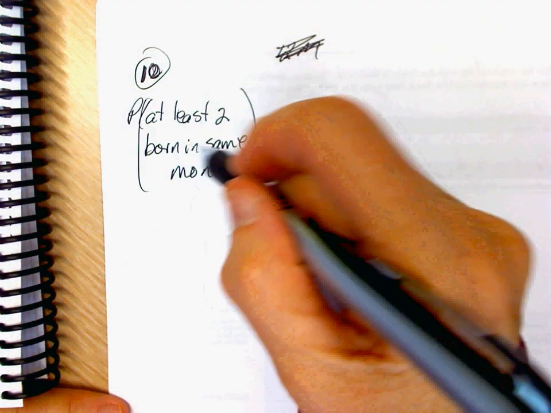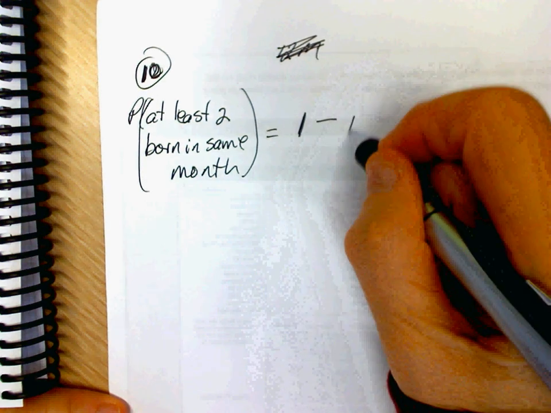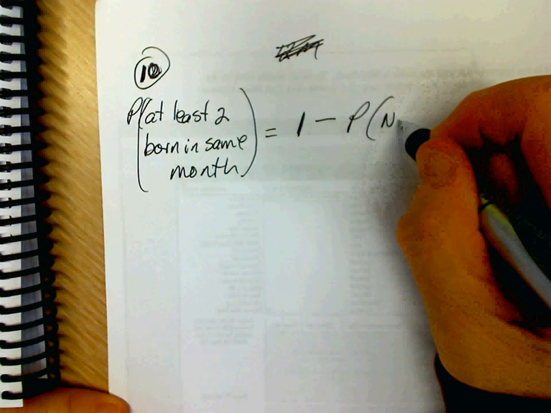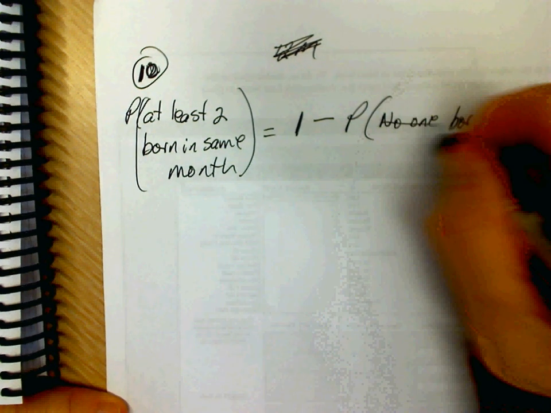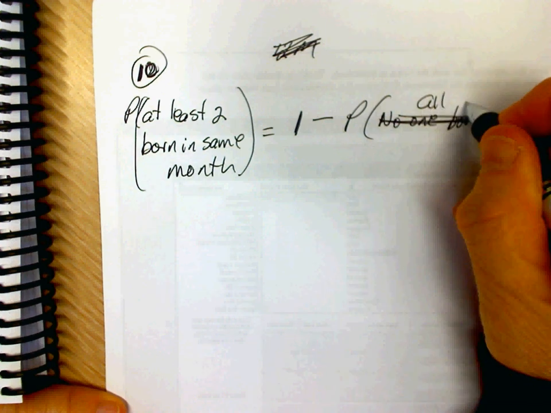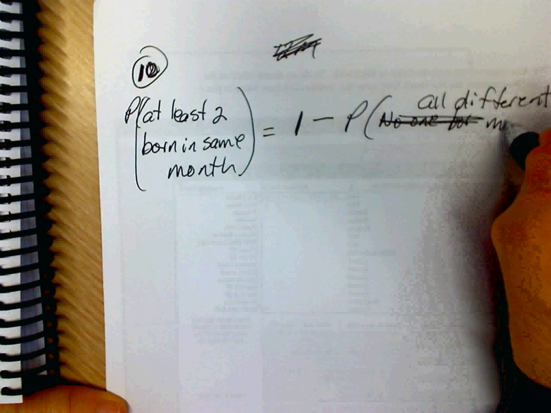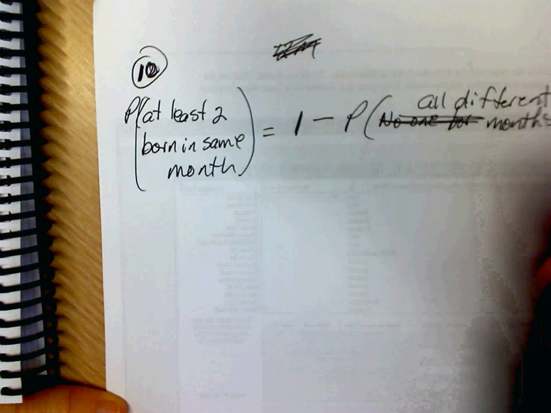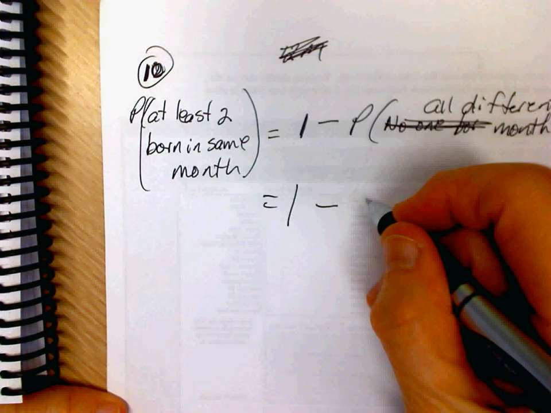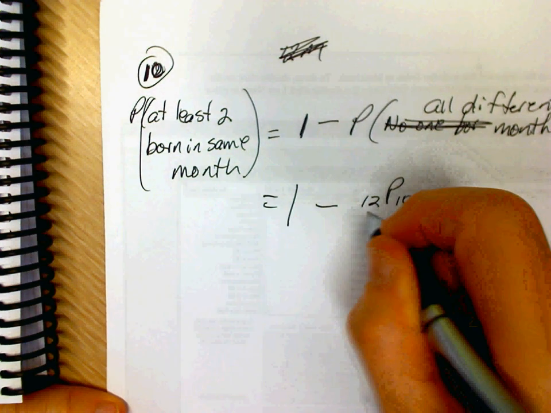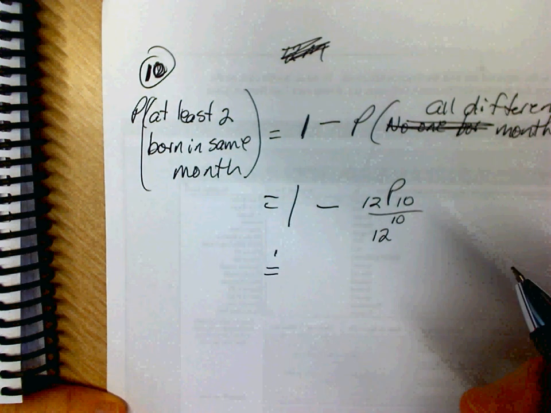Probability at least 2 born in the same month is equal to 1 minus the probability no one born in the same month. All different months. So it's going to be 1 minus what? 1 minus 12P10 all over 12 to the 10, which equals 99.61%.